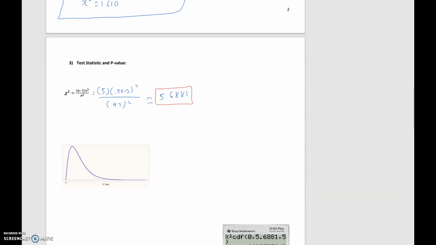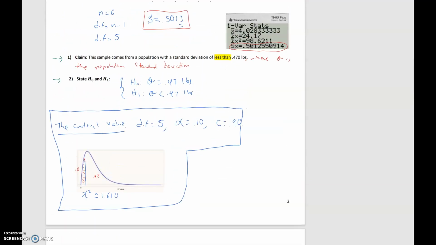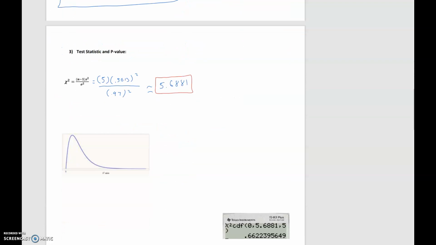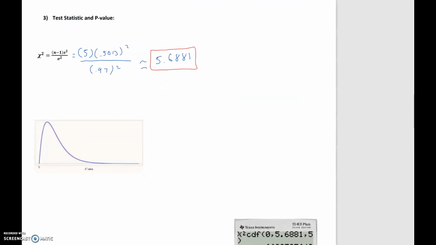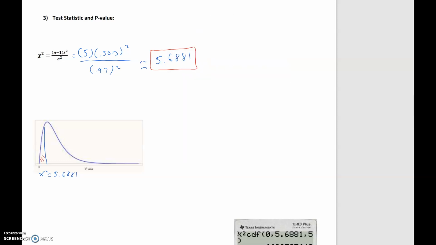Okay. As we calculate the p-value, we need the actual test statistic. Also, this is a left tail test. So your p-value is going to be this area, but for the sample. Obviously this is not to scale, but I'm just going to put it here. This is a chi-square value of 5.6881. And this area here, because we're dealing with a left tail test, will be the p-value.